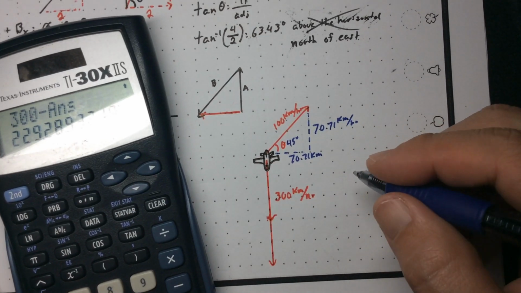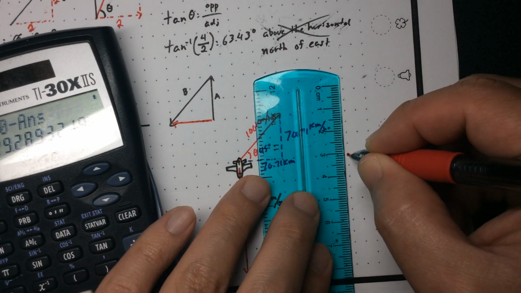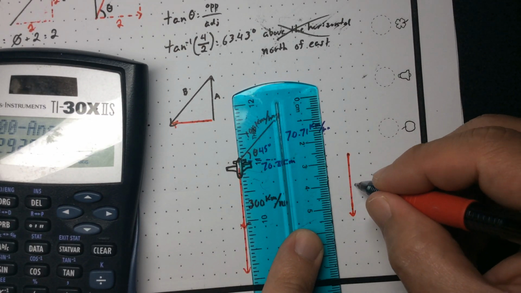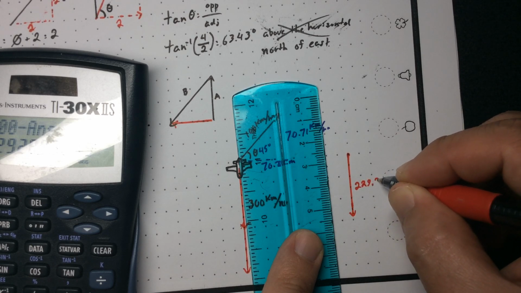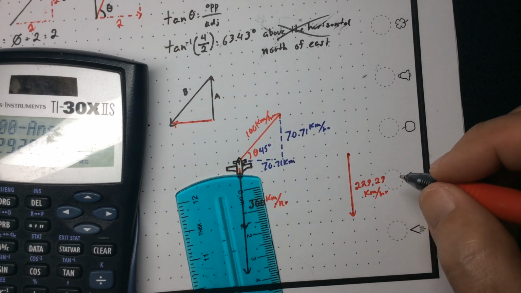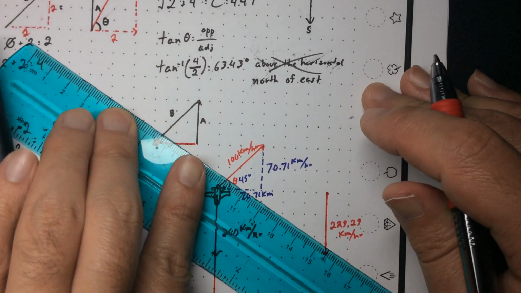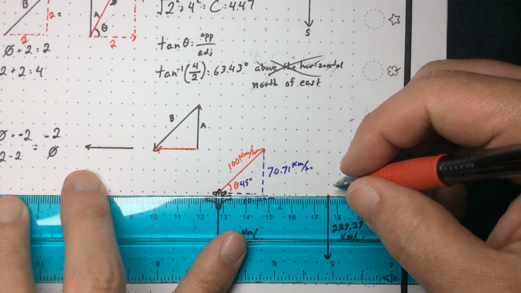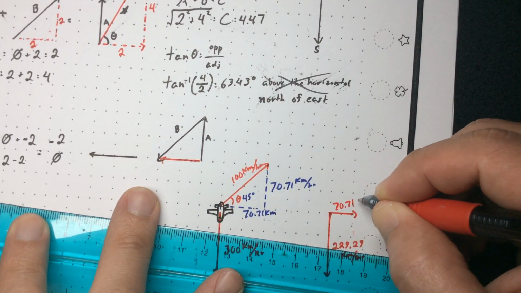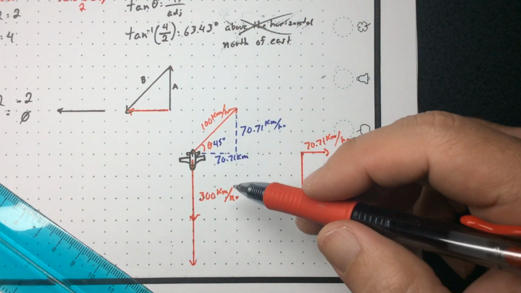So overall, this plane has a southerly velocity vector that's shorter than what it was before, of 229.29 kilometers an hour. Okay? And I got to add in this part to it too. So now it also has a velocity vector that's to the right or to the east of 70.71 kilometers per hour. And so overall, which way would this plane go?